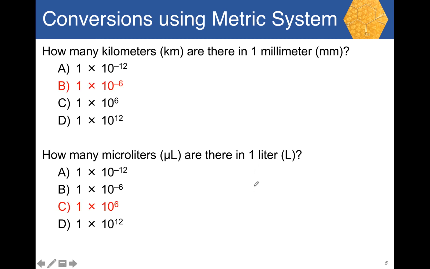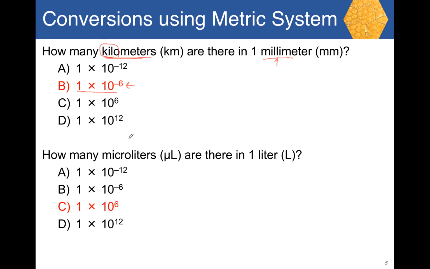And as you can see here, this is 10 to the negative 6. Again, let's see if that's reasonable. A kilometer, as you can see, is a very large unit. And a millimeter is very small. So you'd expect to have a small number of kilometers in a millimeter. And this is a reasonable answer.